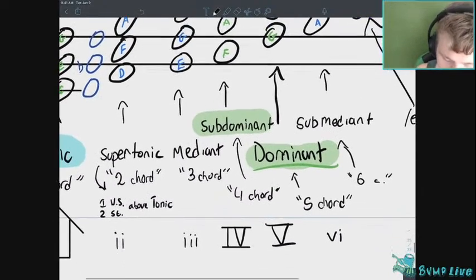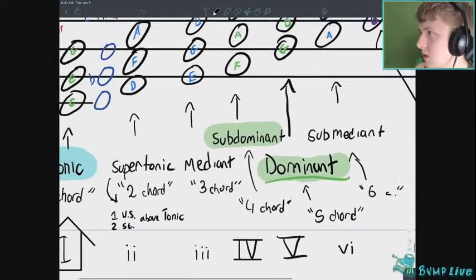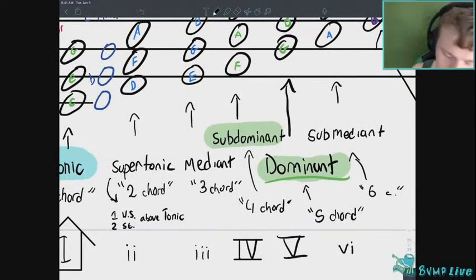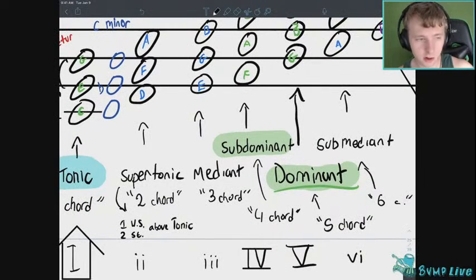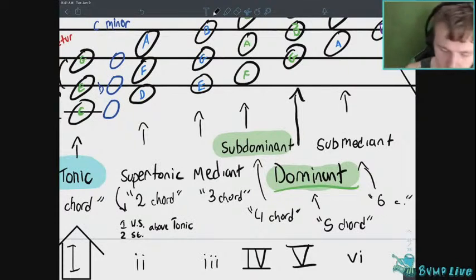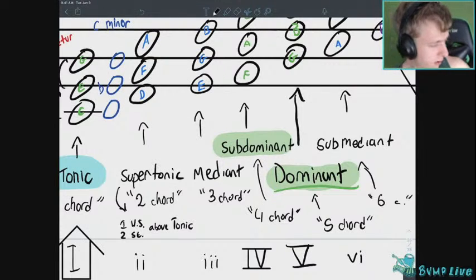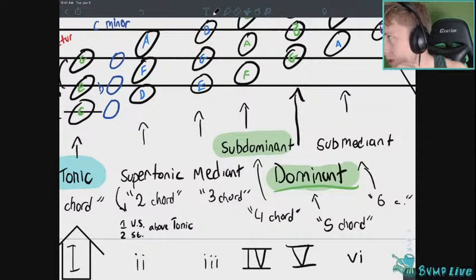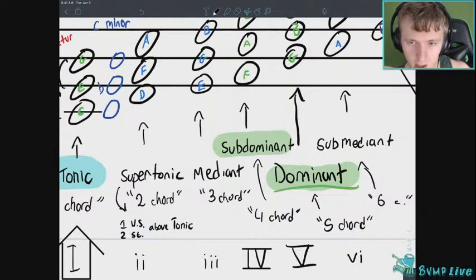The mediant. The mediant's going to make more sense when I explain dominant, so we'll skip over mediant for now. The mediant is the 3 chord. But you might know from, yeah, I'll get to it. Subdominant. This is on the 4th. Again, this will make more sense when I explain dominant, because we need to know what dominant is to understand subdominant. Oops, I skipped over the actual important one.